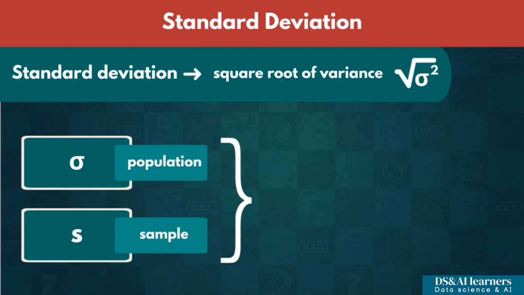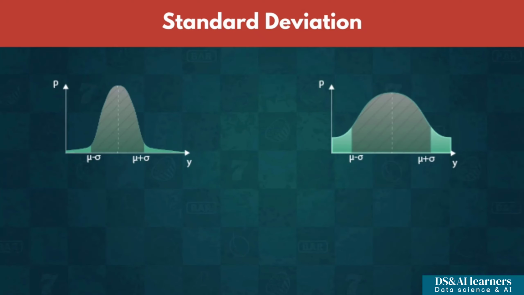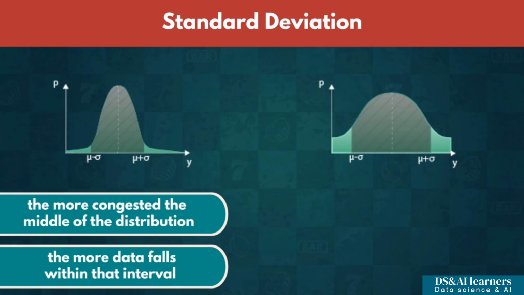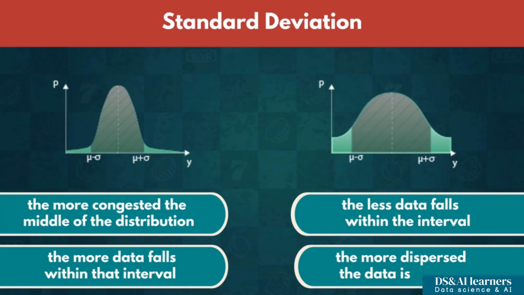Unlike variance, standard deviation is measured in the same units as the mean. Thus, we can directly interpret it and it is often preferable. One idea, which we will use a lot, is that any value between mu minus sigma and mu plus sigma falls within one standard deviation away from the mean. The more congested the middle of the distribution, the more data falls within that interval. Similarly, the less data that falls within the interval, the more dispersed the data is.